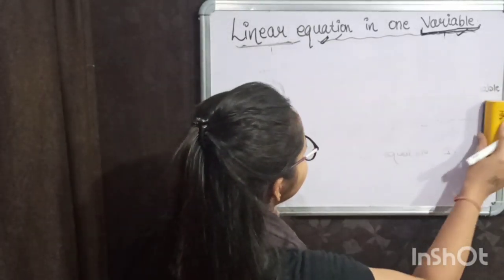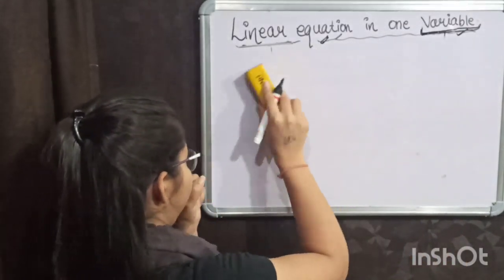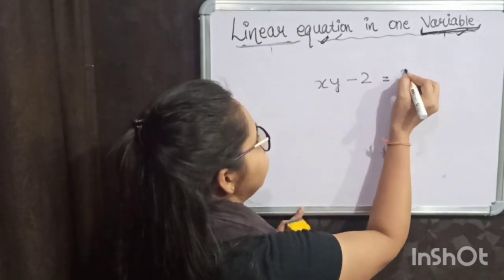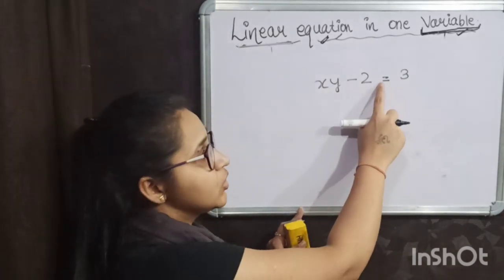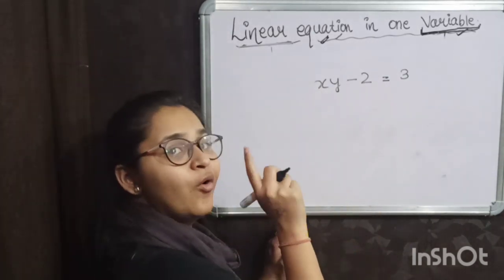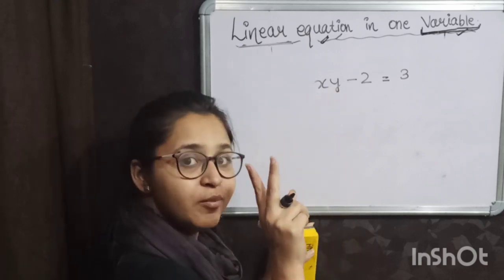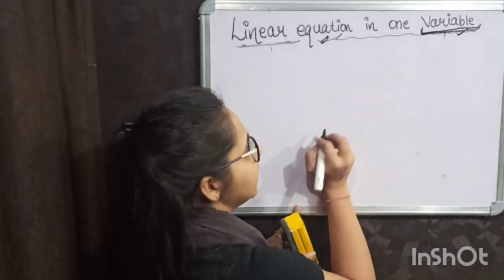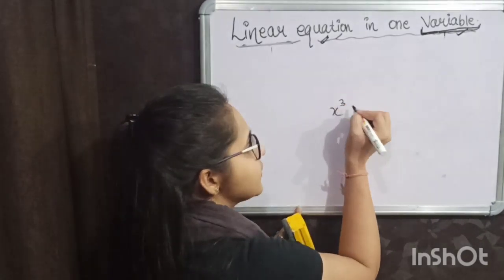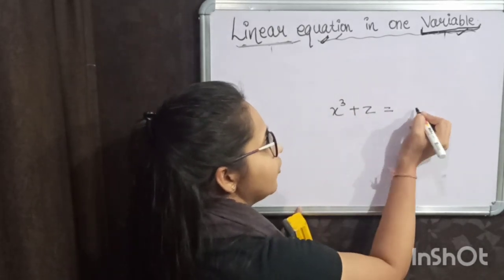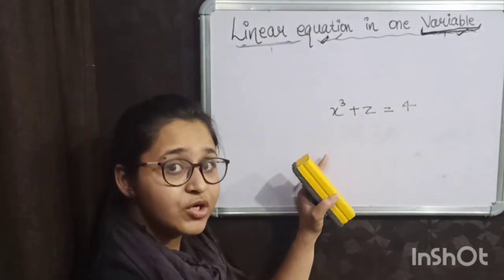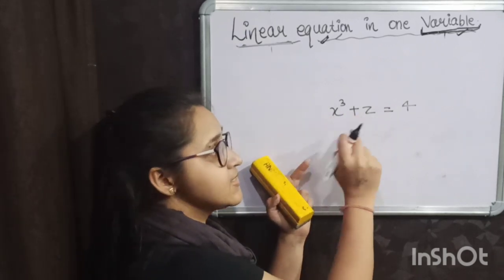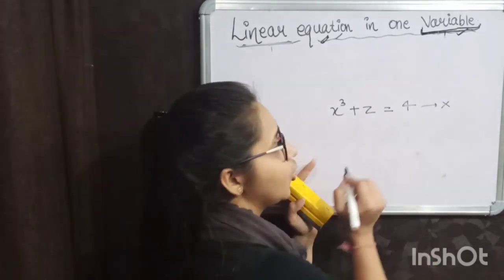Like if I am giving you an example, xy minus 2 is equal to 3. It is an equation, the equal to sign is there. The variables are now x and y, two variables. So it is not a linear equation in one variable. Let's take another example. If I take x cube plus z is equal to 4, is this a linear equation? It is an equation because of the equal to sign, but the variables are 2, x and z. So it is not a linear equation.